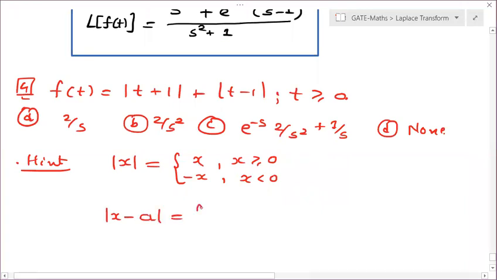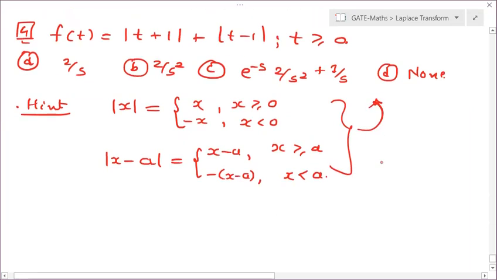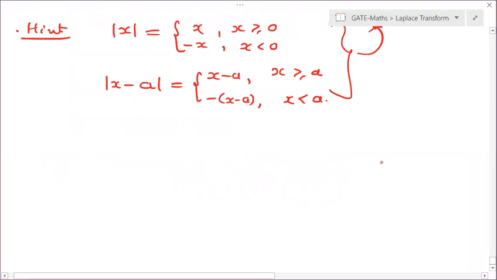or x minus a, it can be written as x minus a for x greater than or equal to a and minus of x minus a when x less than a. So you can use this hint to solve this question, right? So just try that from home. And one more question. This was your question number 4, right?